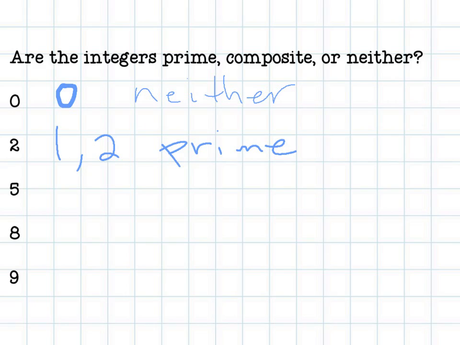Okay, let's look at the number 5. What are your factors of 5? The factors of 5 are 1 and 5. Since it has exactly two factors, 1 and itself, 5 is a prime number.